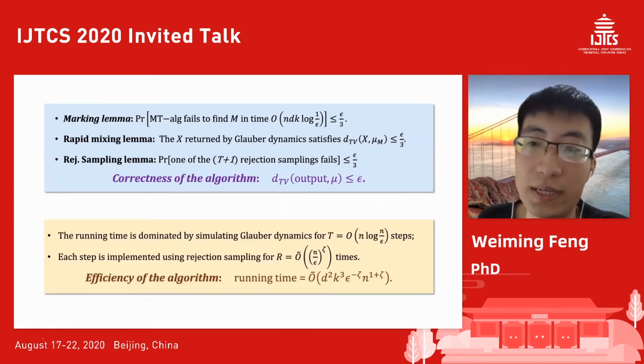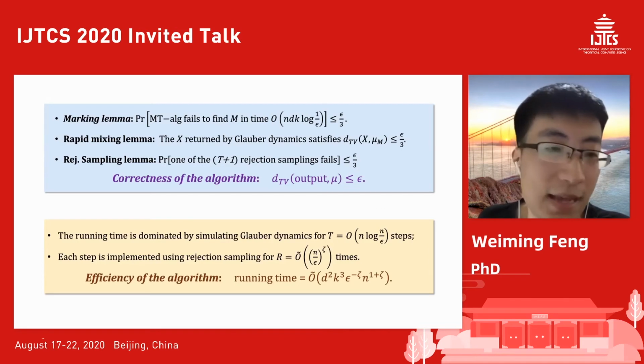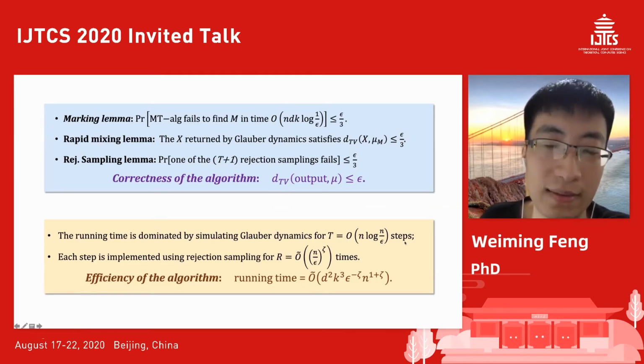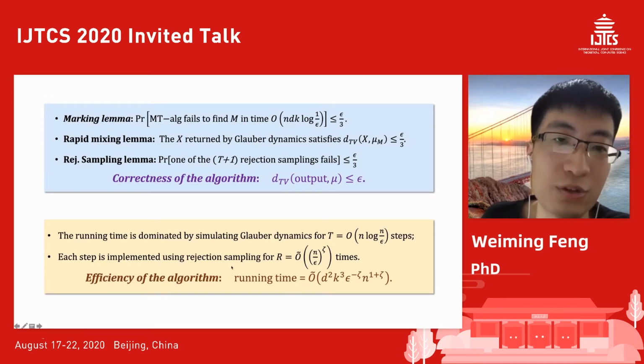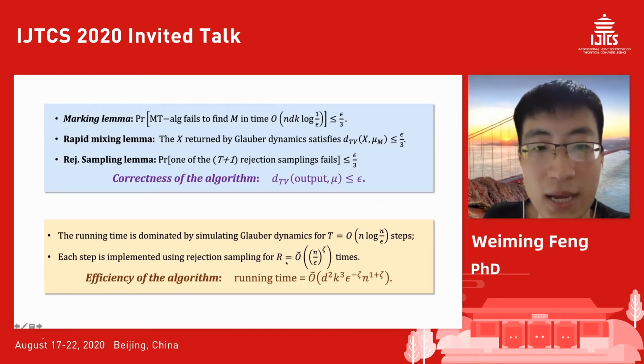Now, to prove the running time of the algorithm, note that the running time is dominated by simulating global dynamics for t equals O(n) log n steps. And in each step, we use the rejection sampling to implement the transition of global dynamics. And we try the rejection sampling at most r equals O(2^n over epsilon)^zeta times. So the total running time is r times t, which is O(2^n)^(1 plus zeta).